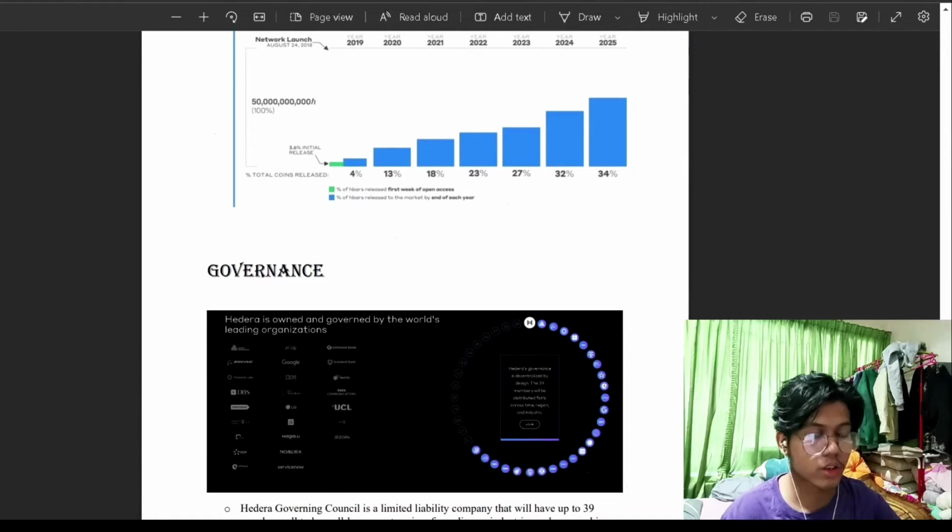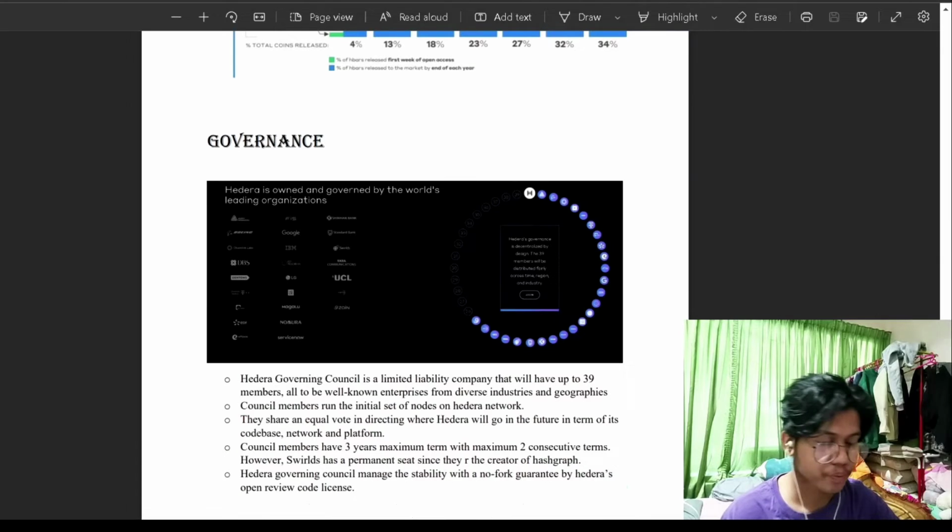Then after the tokenomics, we go to the governance. Now, to the ones who say governance is not important, you are wrong. Okay, governance is absolutely important. Without strong governance, you don't have a backup that says that you are a good project.